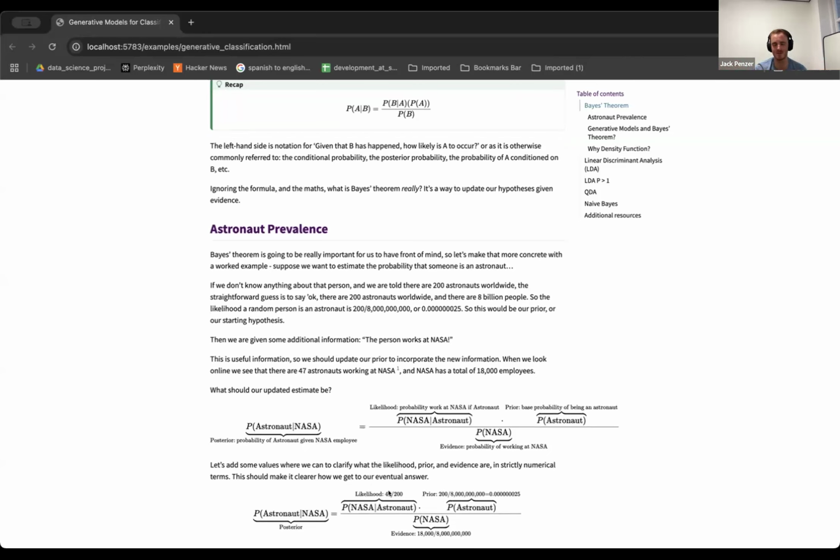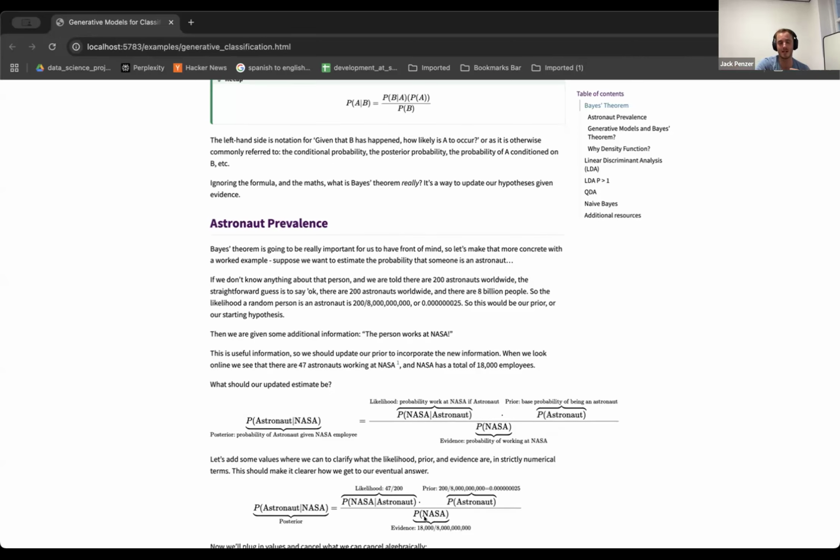The prior, so what we used to think, was like, okay, there are 200 astronauts and there are 8 billion people in the world. So our estimate before we know anything is very slim. And then the evidence is like, okay, what we got given is that the person works at NASA. So there are 18,000 employees at NASA. So the chance that a random person works at NASA is 18,000 out of 8 billion.